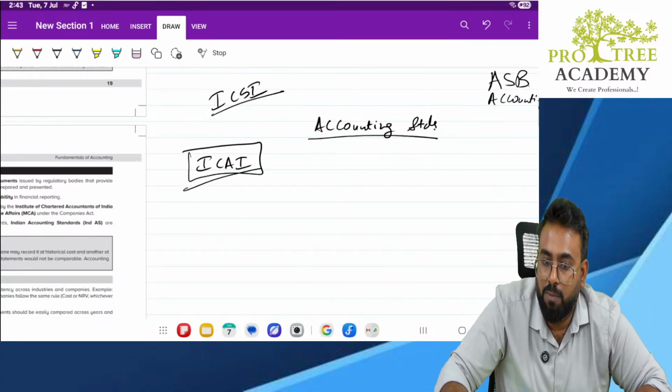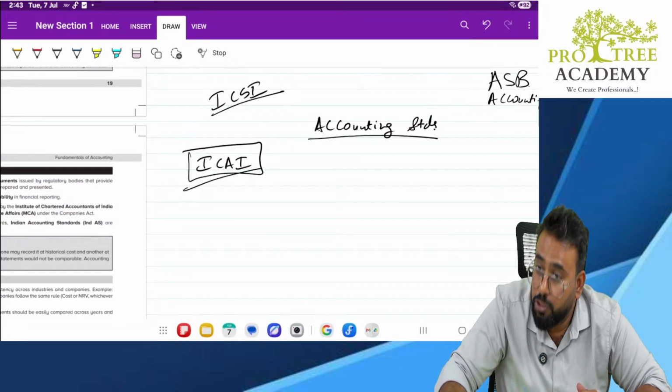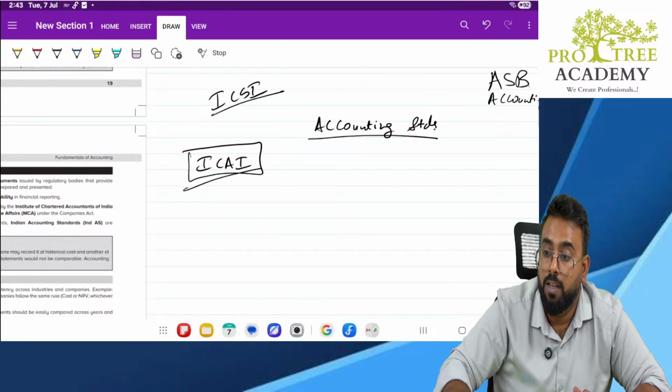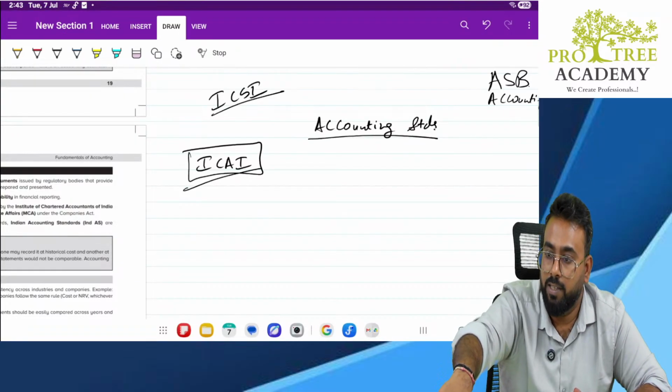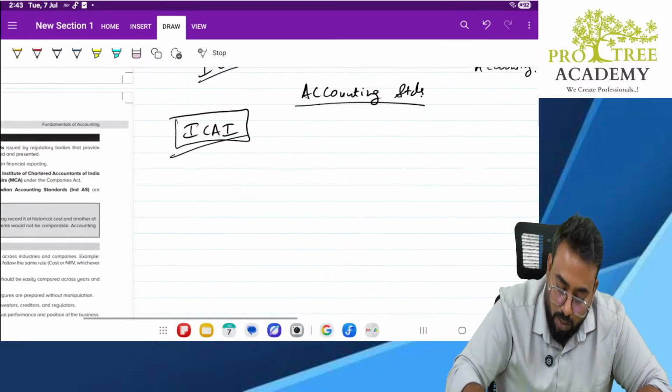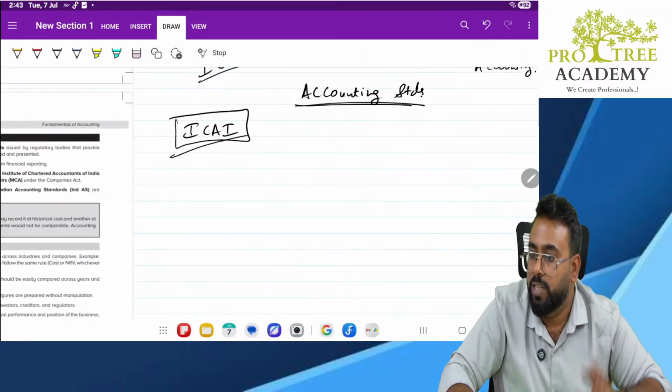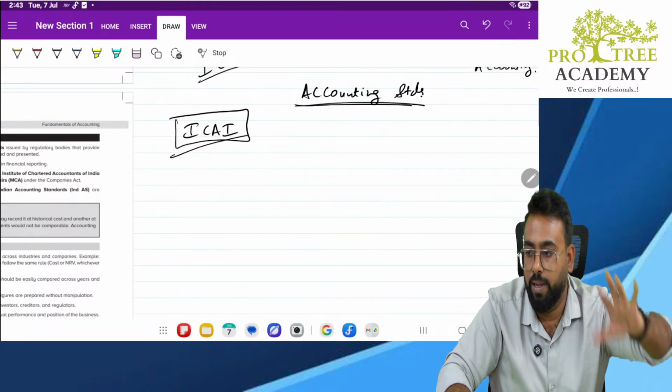So if a client comes to me and is a sole proprietor, I should ensure that I follow accounting standards. Not because MCA has prescribed them, but because ICAI is prescribing. Understanding? Yes? Okay. So that is your accounting standard. That is how accounting standards come into play.